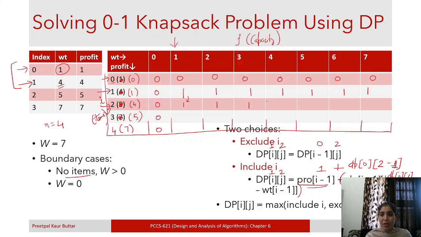When the capacity is 4, now you have two choices. You can pick this item or you can exclude this item. So let me erase this thing.